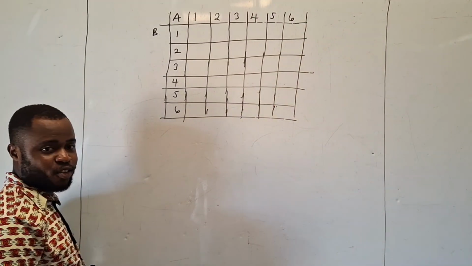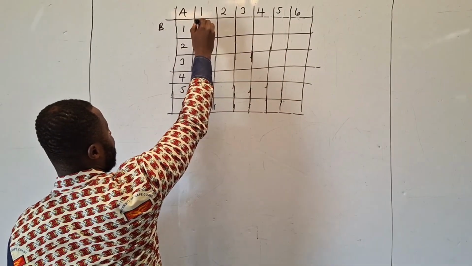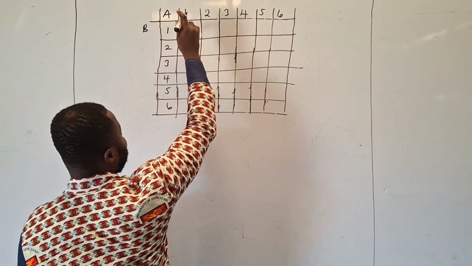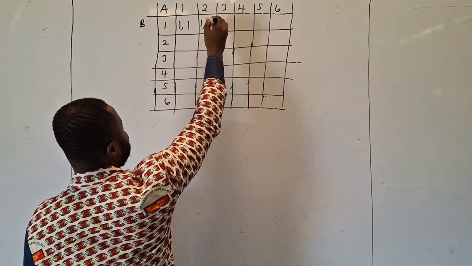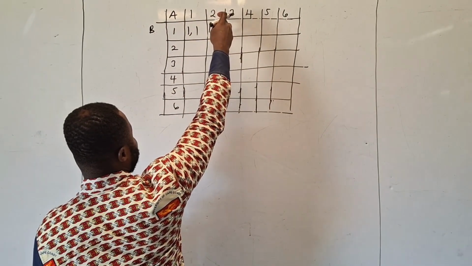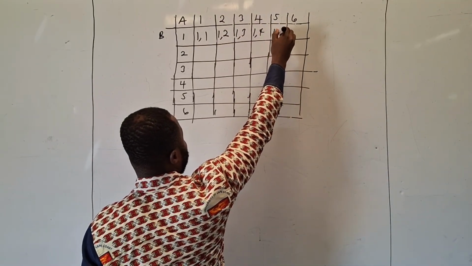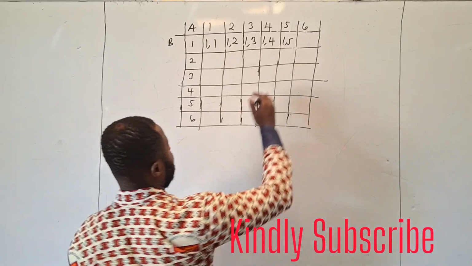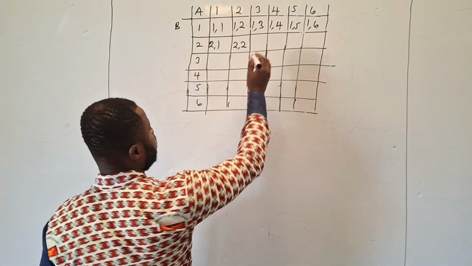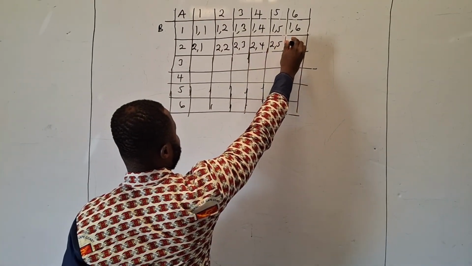So now, if I hold the 2 dice and throw them together, I can obtain 1, 1. I can get 1 from A, 1 from B at the same time. Then I can also get 1 from A, 2 from B. Then I can also get 1, 3, 1, 4, 1, 5, then 1, 6. Then when you come here, you can get 2, 1. So we can get 2, 2, 2, 3, 2, 4, 2, 5, and 2, 6.